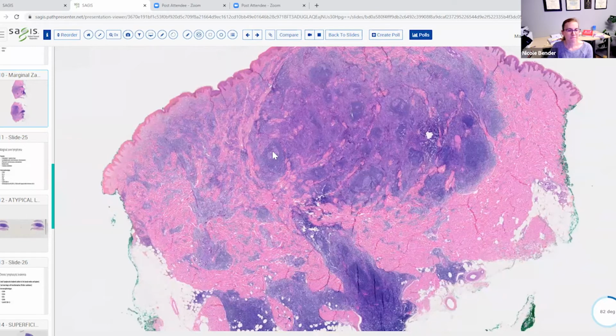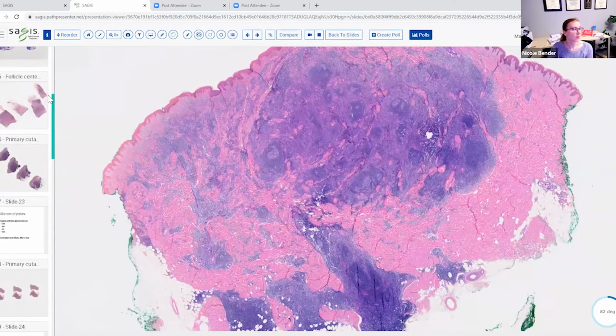But really the infiltrate is made up mostly of what's seen between the secondary follicles. So between the secondary follicles, there are these areas of more pale staining cells, versus what we saw in, say, cutaneous lymphoid hyperplasia.